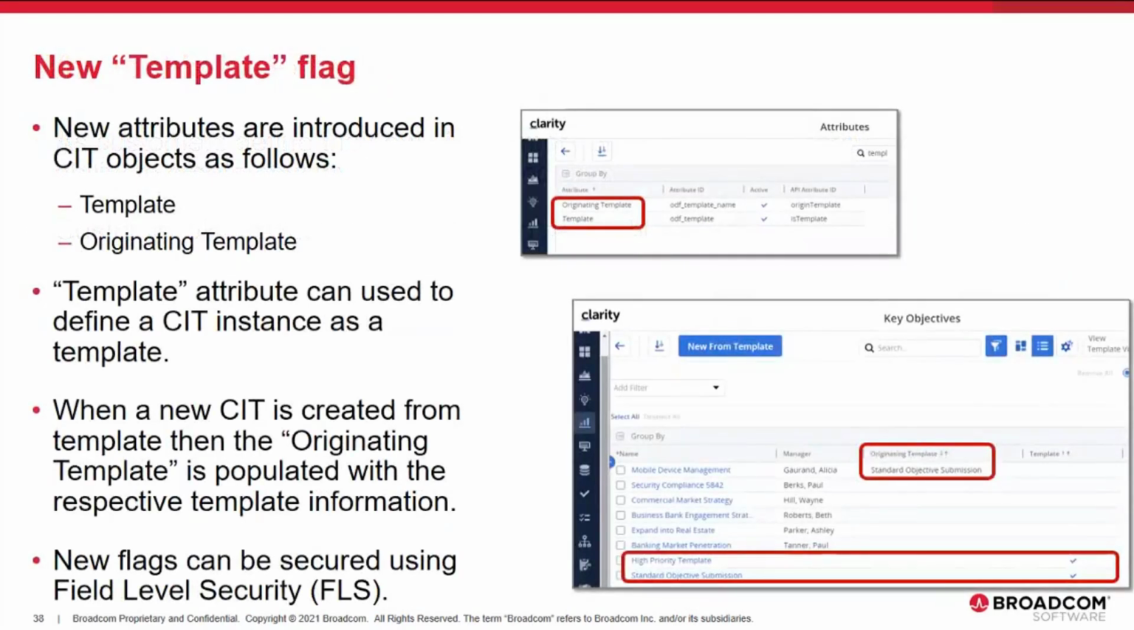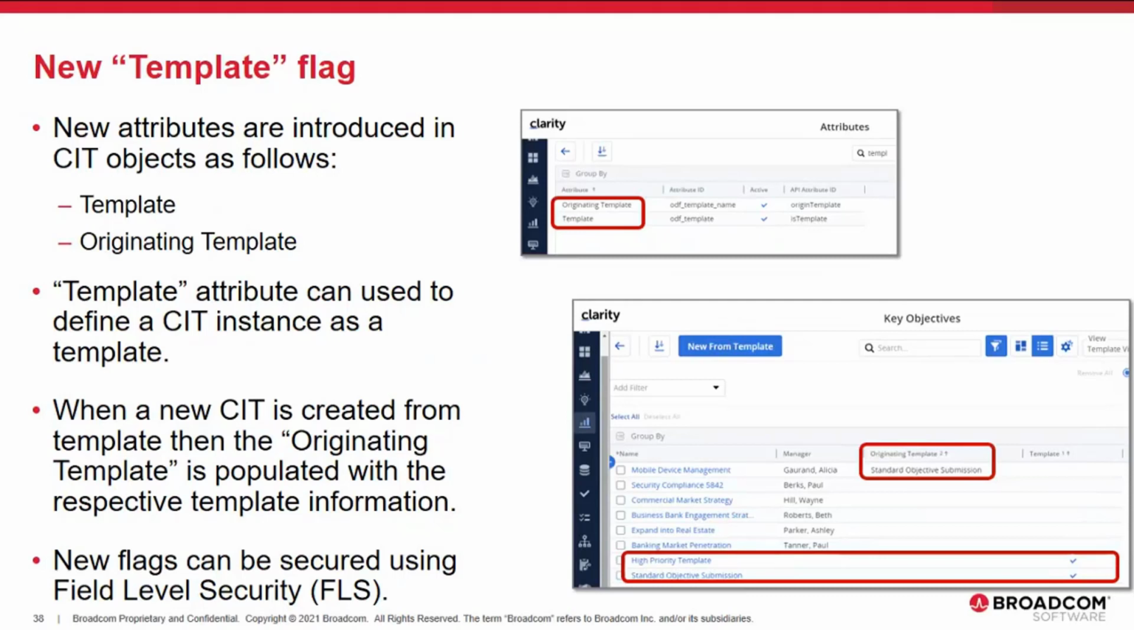So first change that's coming is the new template flag. As part of this release, when you go to the custom investment types, you will see two new flags. The first one is going to be called template, and it's a Boolean flag that allows you to mark a specific instance of custom investment types as template. And the second is originating template, which will then have a value of the original template where this specific instance was copied from, when you're creating a new instance from an existing template instance.